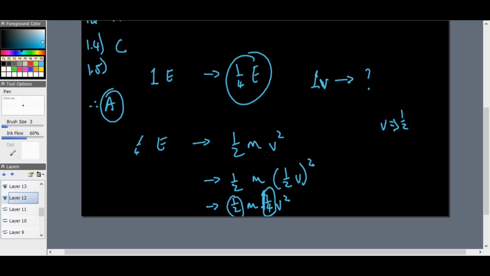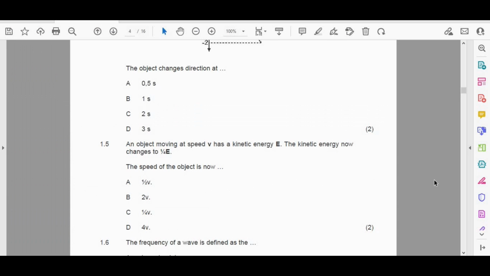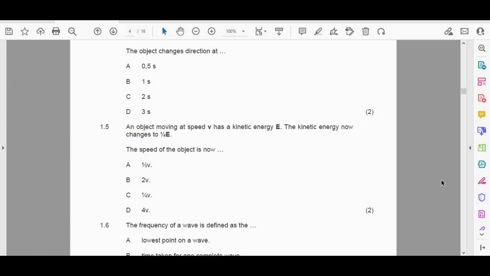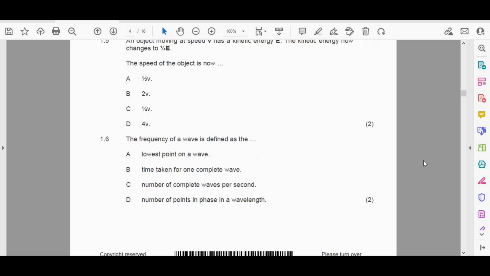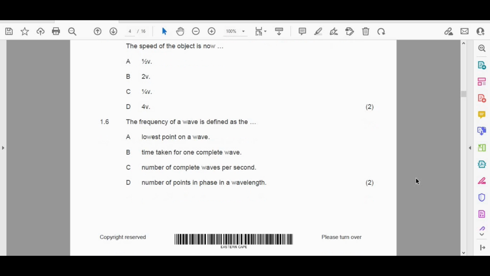That actually makes sense in my mind. Bit of a difficult question, this one, because we had an object moving at v speed, kinetic energy of E, and now it changes to a quarter of that, and we needed to figure out what the speed of the object was at the time. Yeah, it had to be a half v. Okay, that was a difficult one. I had to use a bit of logic there to understand that one.